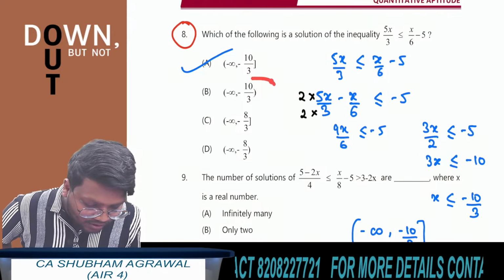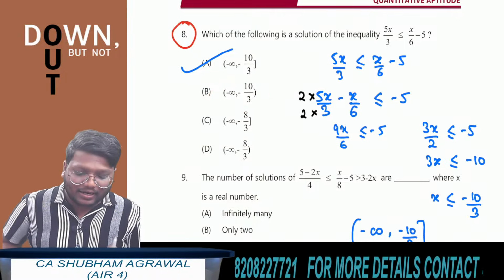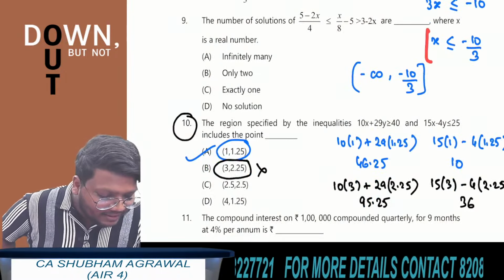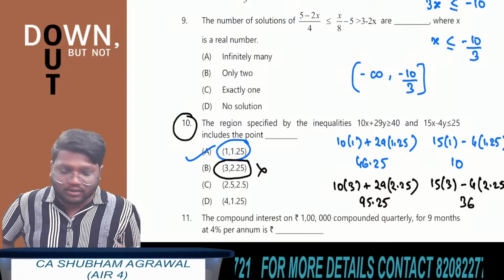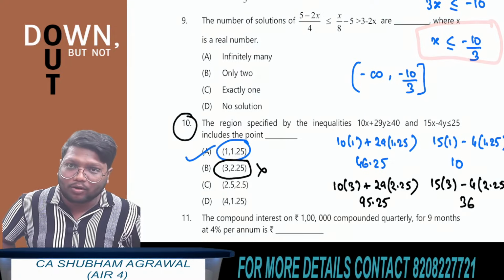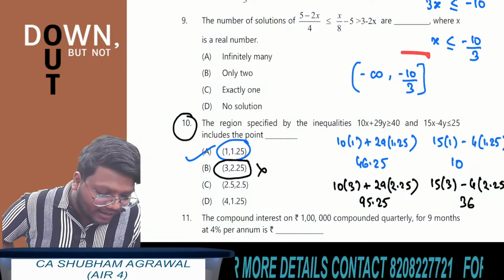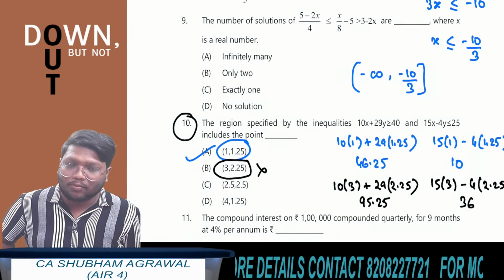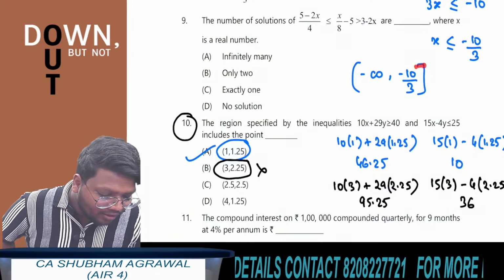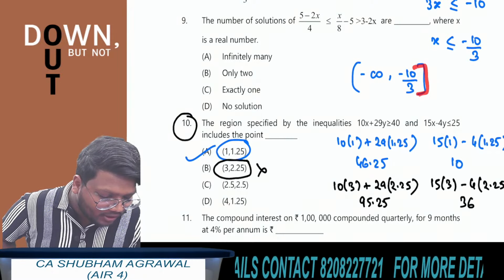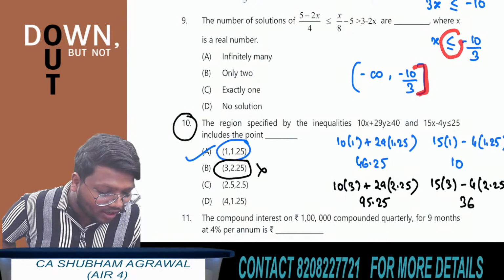If any student chooses option B, it is wrong. The correct answer is Option A. x is less than or equals to minus 10 upon 3. So you have to write it this way: minus infinity comma minus 10 upon 3, and after minus 10 upon 3 you have to write a square bracket, because the less than or equals to sign is there.